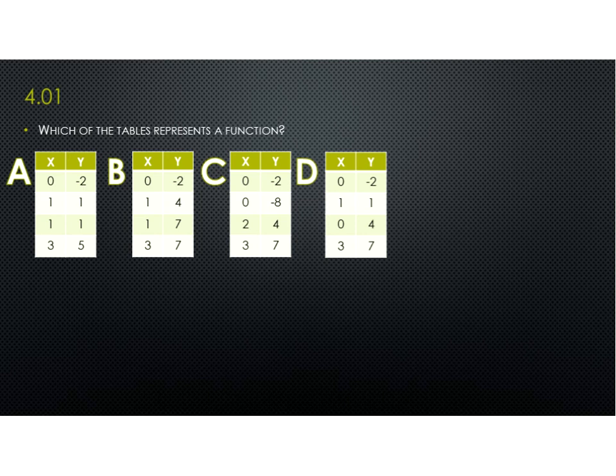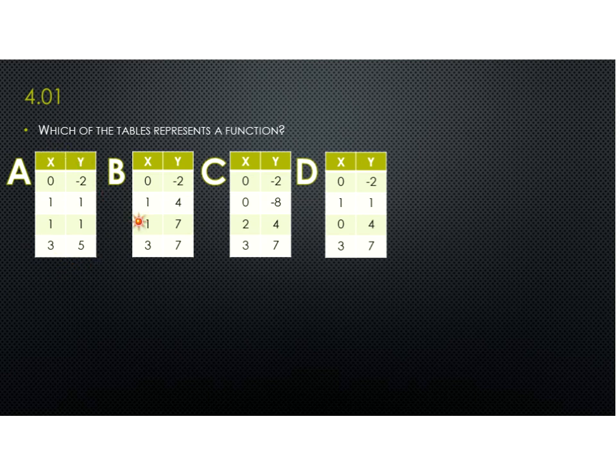Now remember, in a function, your input cannot repeat unless your output also repeats. So looking at A, yeah, we have 2 inputs that are the same, but look at their outputs. They're also the same. This is basically a repeat of the same point, which doesn't really count as the one output for every input rule because it's equal. So this is technically the same point. So this one is a function.